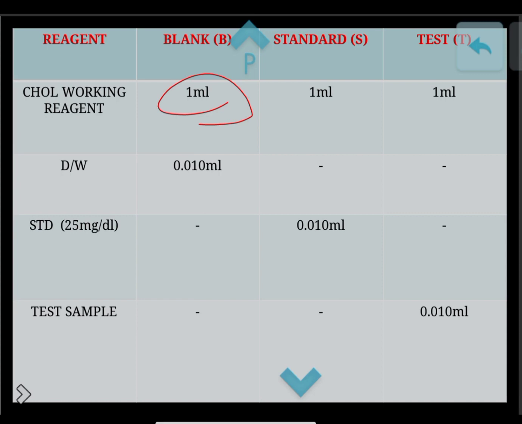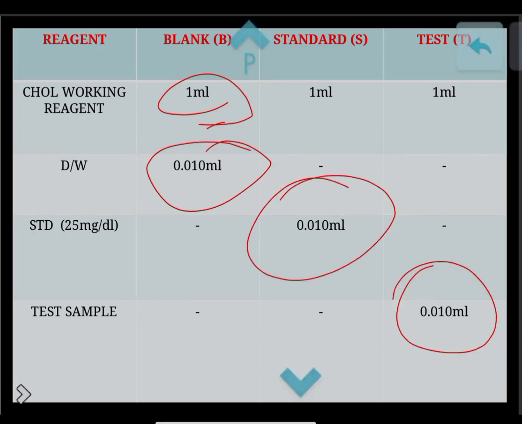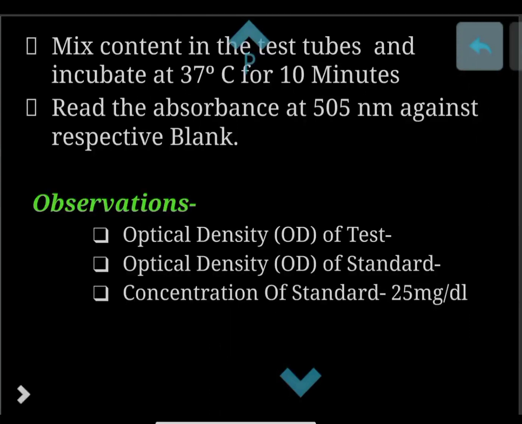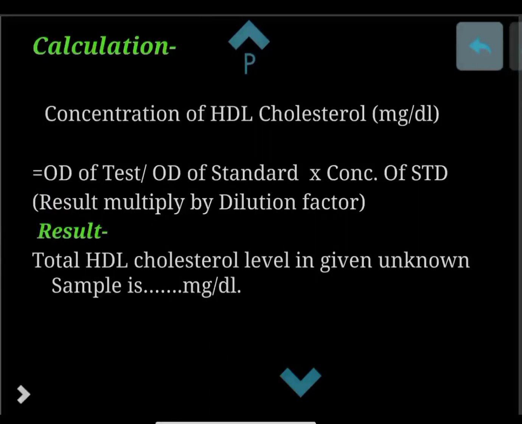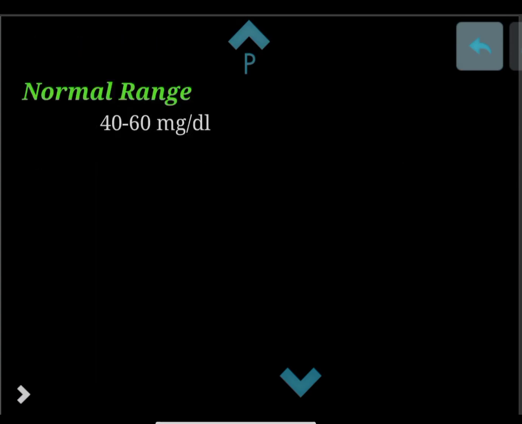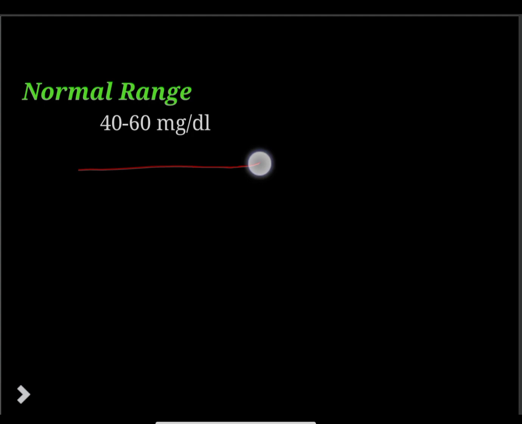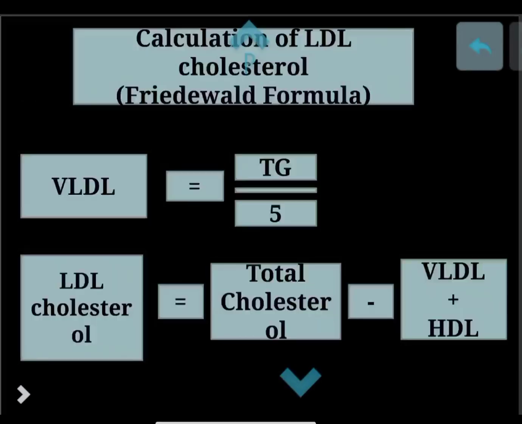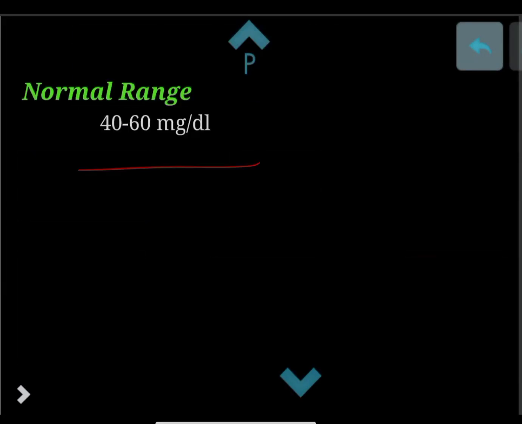Cholesterol working reagent is taken at 1 ml, then distilled water is taken at 10 microliter, standard at 10 microliter, and sample at 10 microliter. Then observe on the colorimeter or spectrophotometer. The calculation is OD of test divided by OD of standard, multiplied by concentration of standard. What is the normal range of HDL? It is 40 to 60 mg per deciliter, where 1 deciliter equals 100 ml.